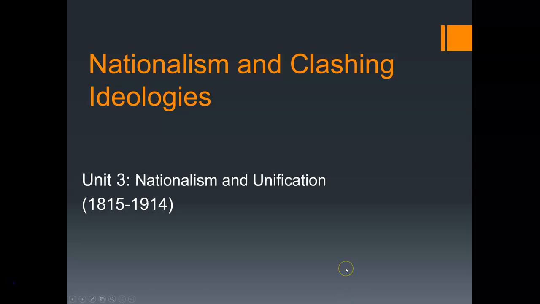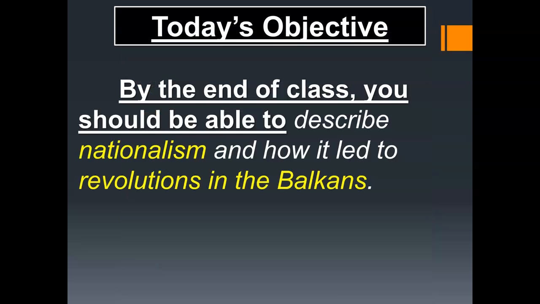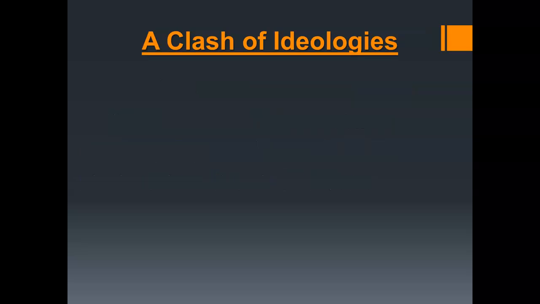Alright guys, welcome back. We are going to begin our third unit today about nationalism and unification. We're going to try to figure out what nationalism is, how it led to the unification of places like Germany and Italy. So let's get into the topic. And let's try to first figure out what nationalism even is and how it led to some revolutions in an area called the Balkans. So we're going to begin by looking at a clash of ideologies.